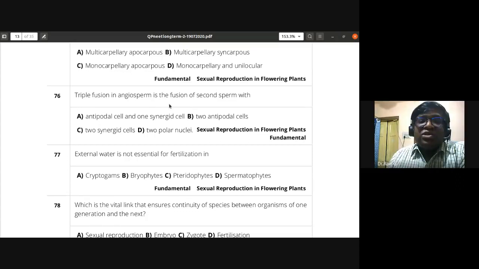Triple fusion in angiosperms is the fusion of the second sperm with two polar nuclei. D is the answer. 76th.